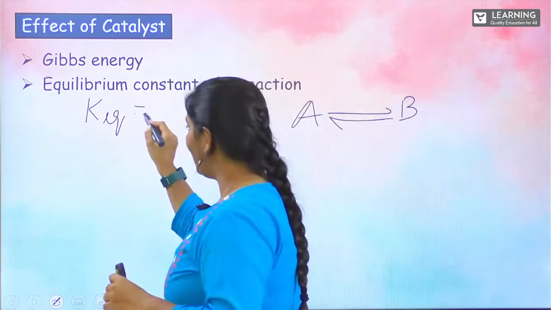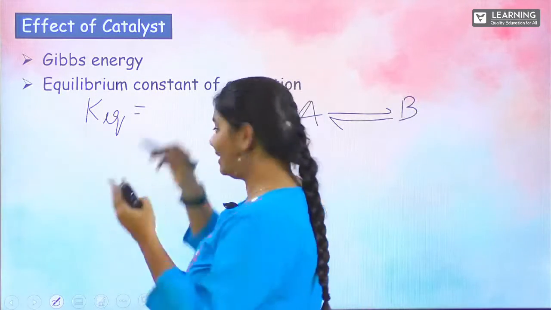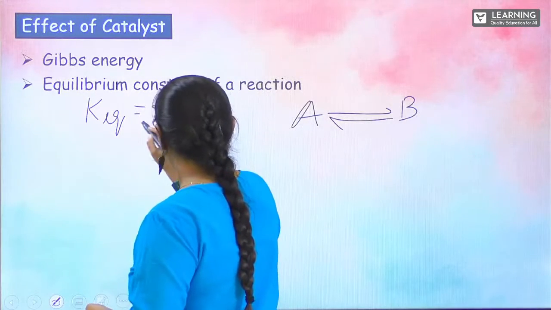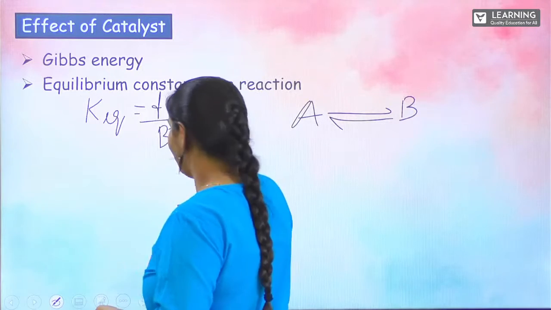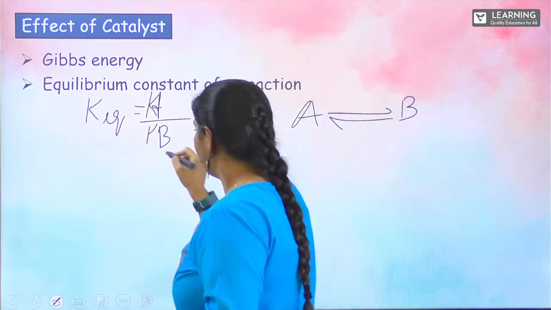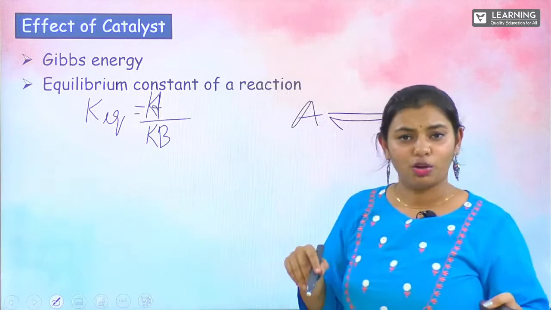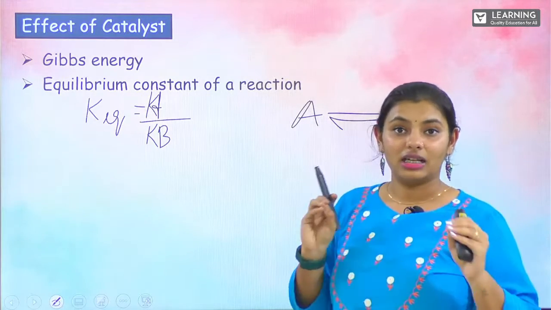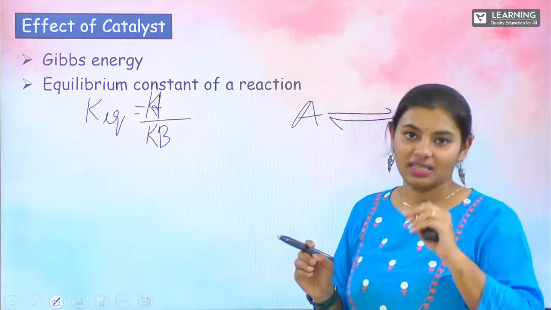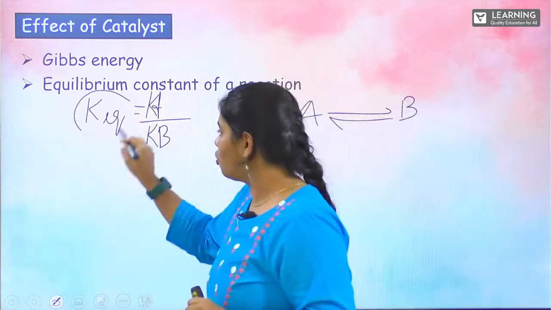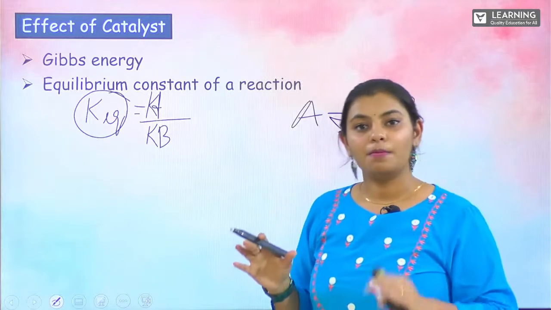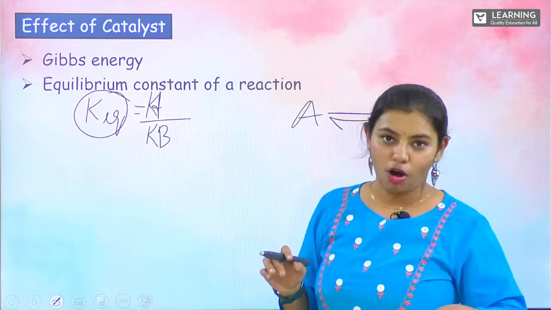So our equilibrium constant for the entire reaction, that is nothing but for the forward reaction as well as for the backward reaction. Equilibrium constant for the forward reaction and equilibrium constant for the backward reaction. This is not going to be changed at all. It's going to be the same. So the equilibrium constant is going to remain constant itself. It is not going to be affected by the catalyst. It's not going to be altered. Clear?